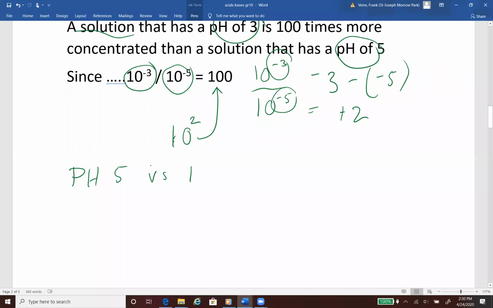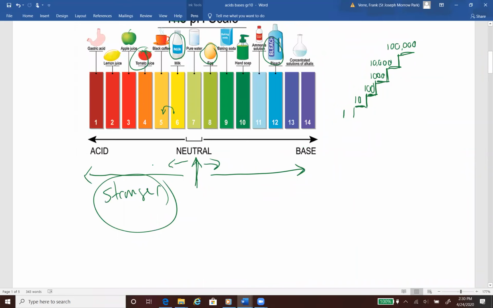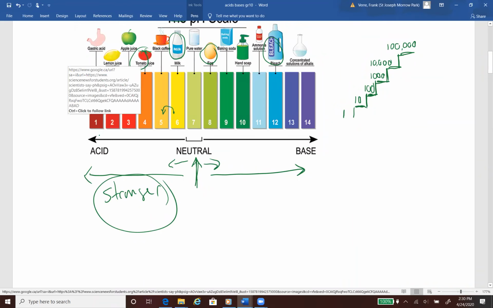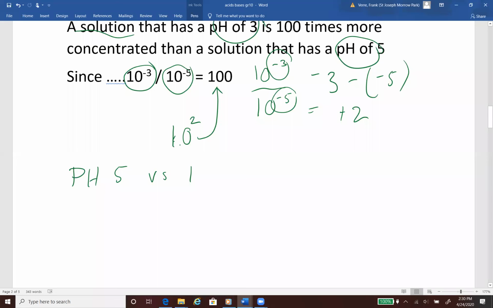So if I said to you how many times stronger is, or how many times more acidic is a pH 1 solution, right? So for instance, maybe something like, it says gastric acid is pH 1, but I always thought it was pH 2. But let's just go with the scale. I think it's actually pH 2. Compared to like black coffee, which is pH 5, okay? So then, it says that the scale is negative logarithmic. So that means the pH 1 would be written as 10 to the negative 1, right? Whereas pH 5 would be written as 10 to the negative 5.